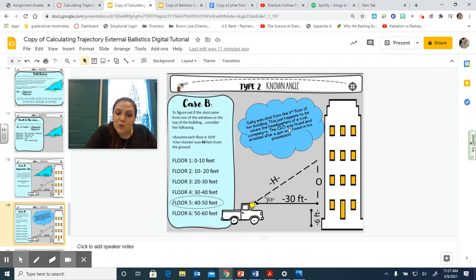This so happens to be where the headquarters of the rival company is. The CEO was found and arrested after the gun was found in his possession.